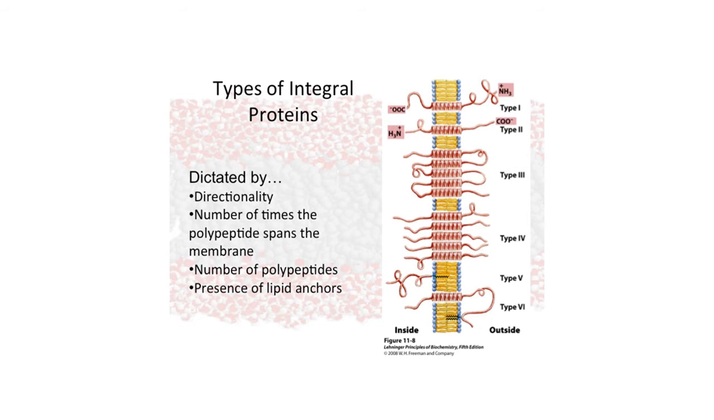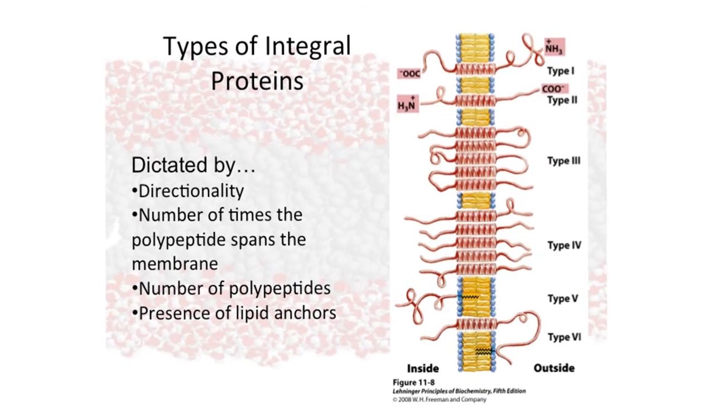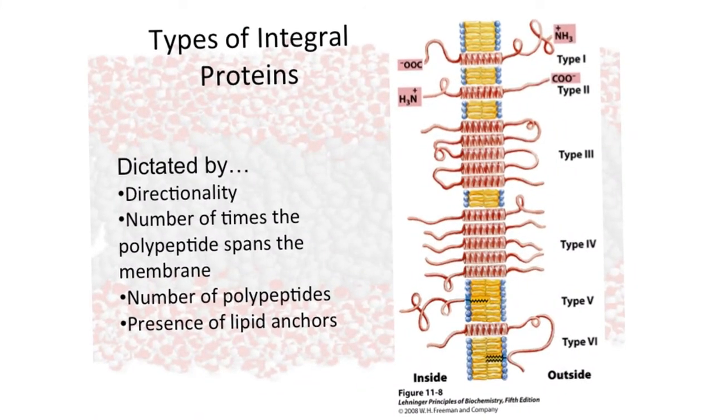What makes them different is the directionality. Remember, when we talk about the first amino acid versus the last, it goes from the N terminus to the C terminus. It's also the number of times the protein goes across the membrane, the number of total polypeptides, like if you have a quaternary interaction between multiple proteins, and whether or not it has a lipid anchor, like the farnesyl group or the palmitoyl group, something like that.